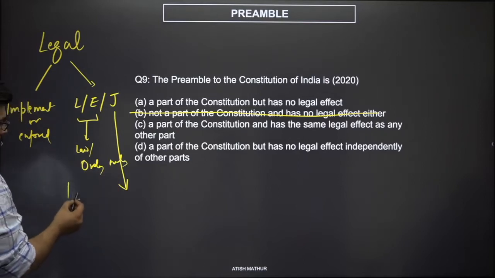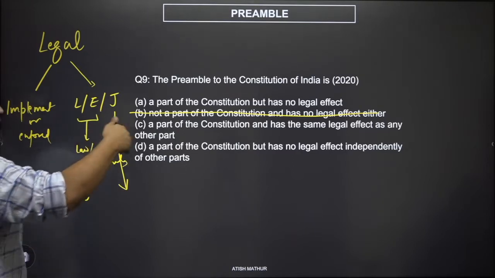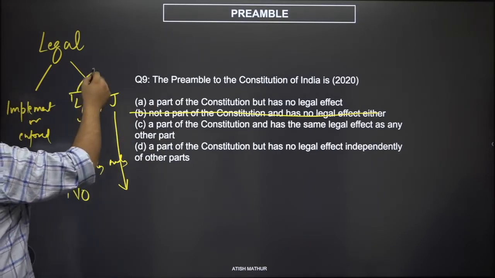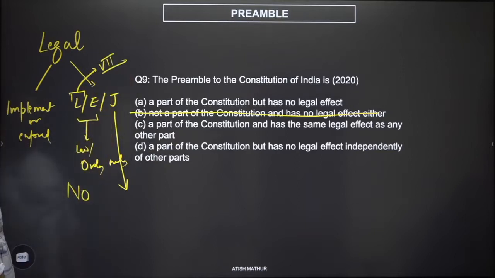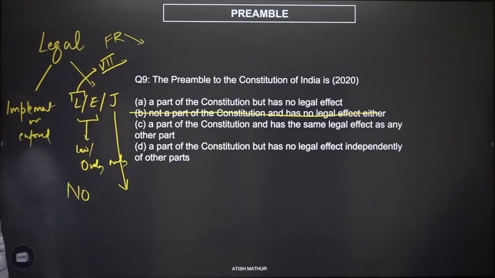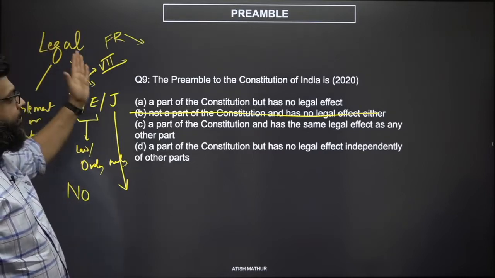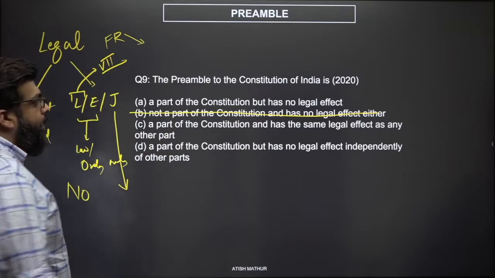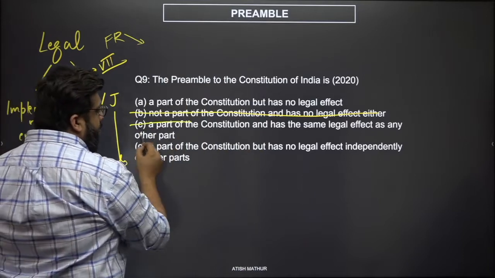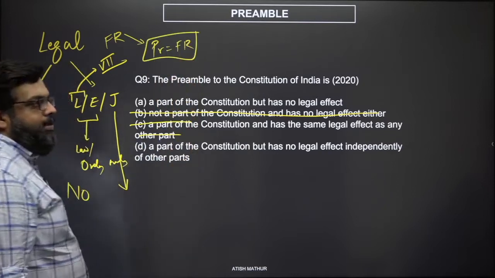The answer is no. But can the legislature make a law basis the preamble and something else which they have to implement? Yes, because the legislature can only make laws on something which is in the 7th schedule, right? Or which is in fundamental rights, specifically directing the parliament to do so. There is no other legislative power in the Constitution. So the preamble is not giving legislative power anyway. So it is a part of the Constitution and has the same legal effect as any other part is wrong, because what you are saying here is the preamble and the fundamental rights have the same legal effect. The answer is obviously no.